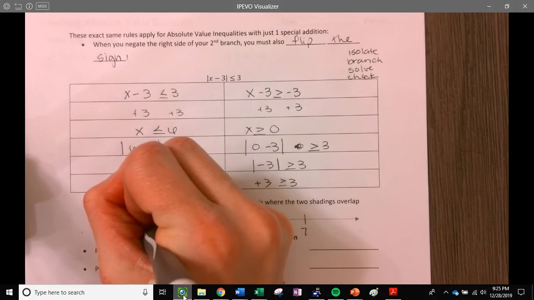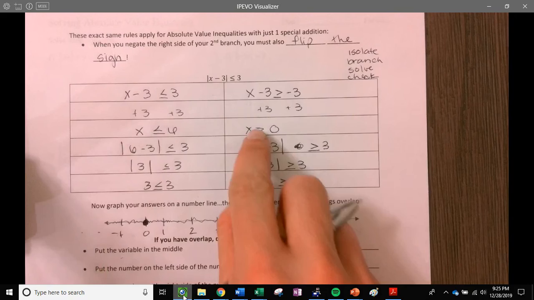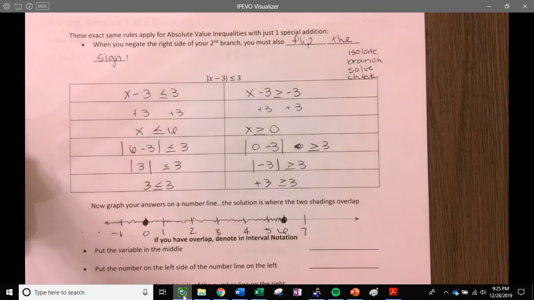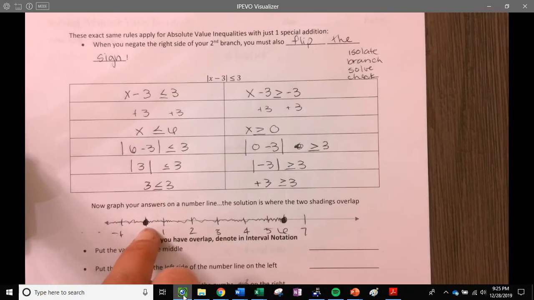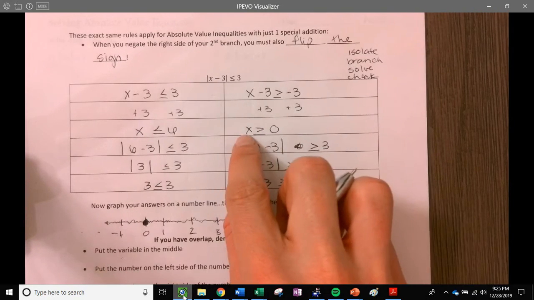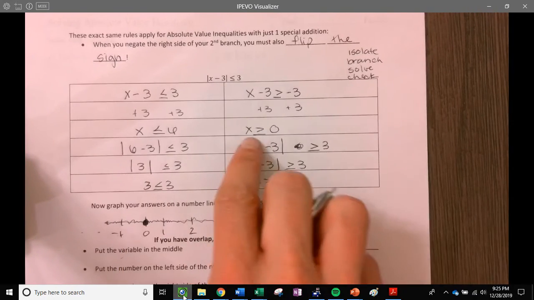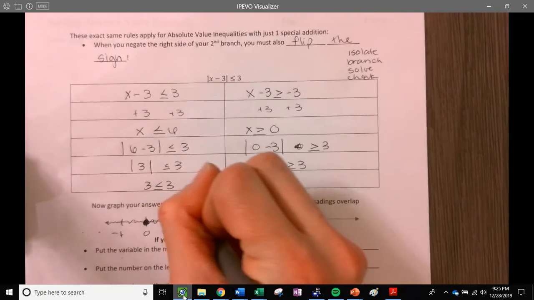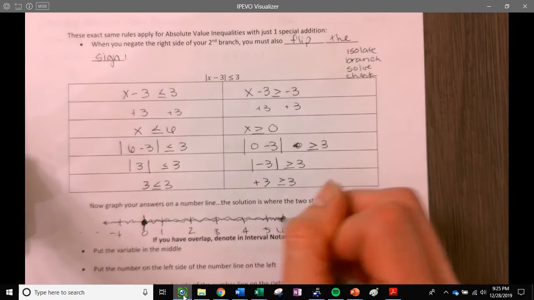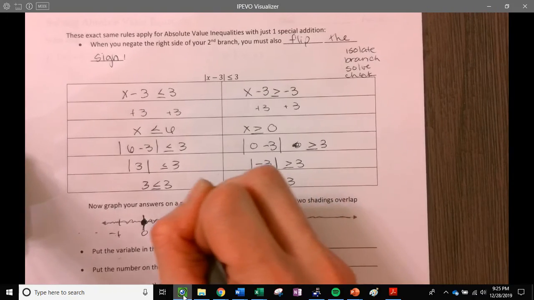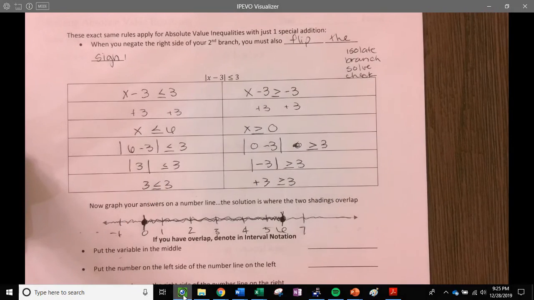Closed circle because it's greater than or equal to. If it was just greater than or just less than, those would be open circles. But because it's got that equal to bar underneath, we go ahead and fill that circle in. And this one, x is greater than, is pointing to the right. So we're going to shade this guy to the right. And our solution is everything that falls between 0 and 6. It's where our shading overlaps.